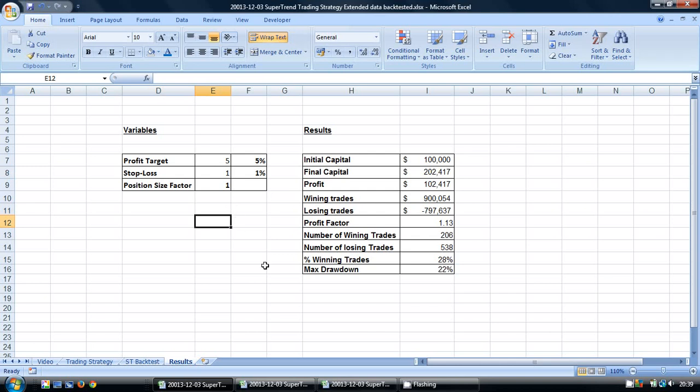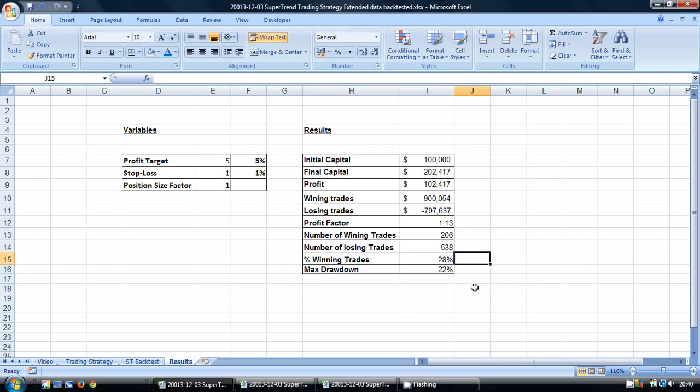Okay, so we can see on the right hand side of the screen the results of this trading strategy. We can see that over the time period the trading strategy has gone from a notional $100,000 to $202,000. So we've just over doubled the initial starting account over this time.